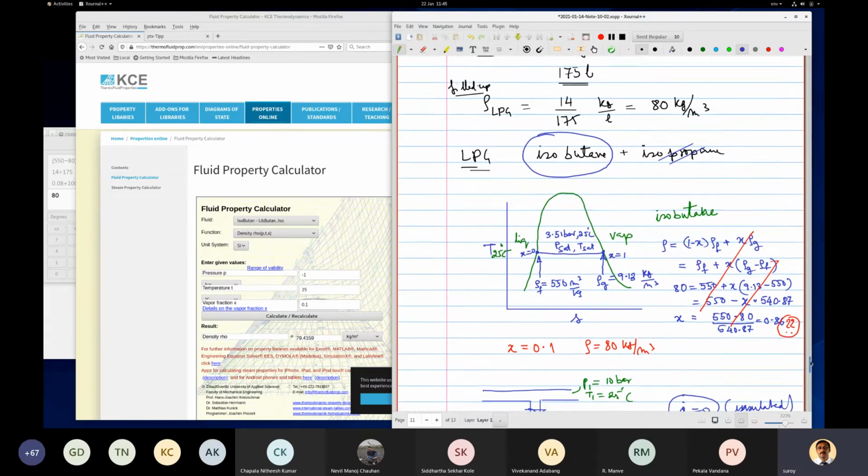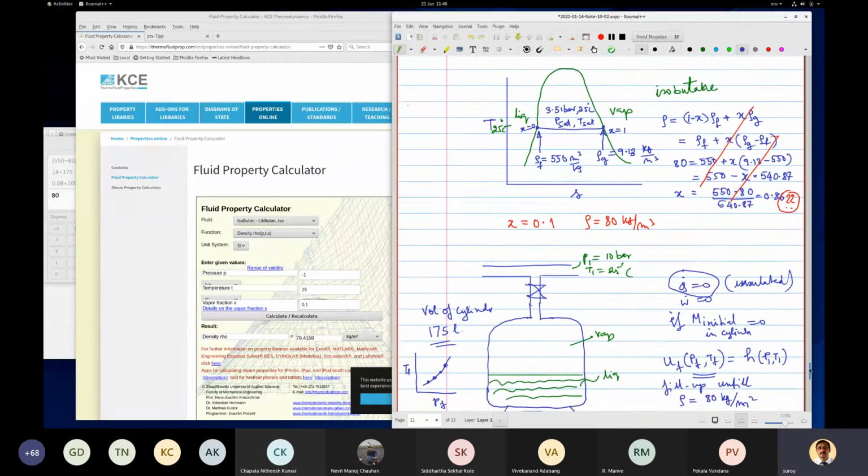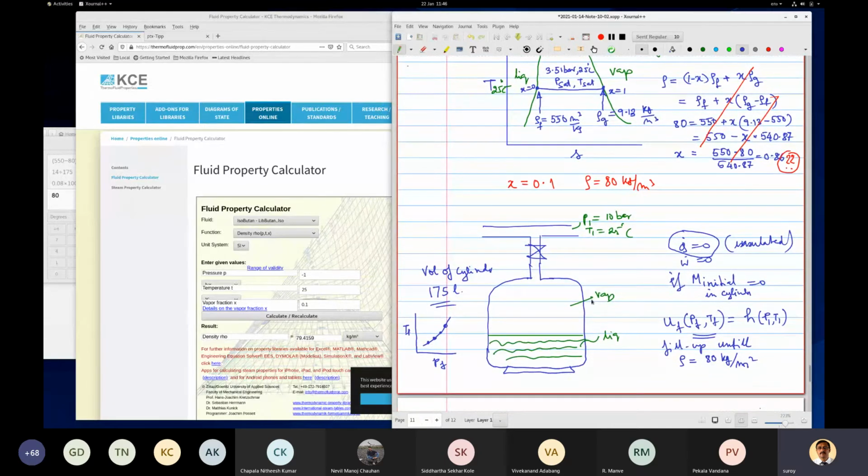Although I'm a little bit surprised by the actual calculation, why it is x equal to 0.1. So that is what is coming from here. This is a more accurate way of calculating. This is a real calculation for isobutane. And of course, theoretically, we got this, but the actual values are different.